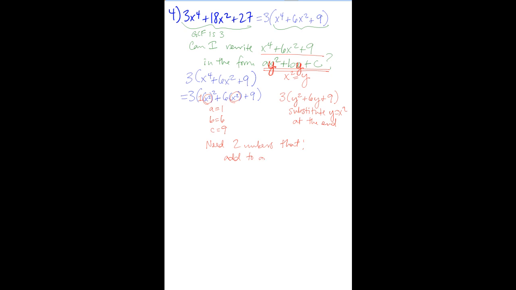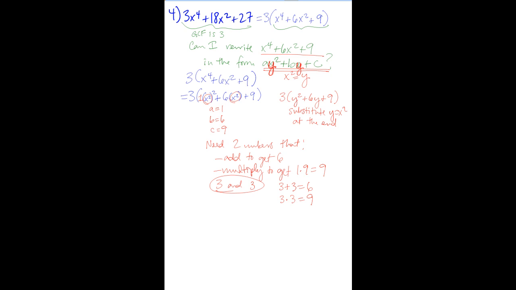So we need two numbers that add to get 6 and multiply to get 1 times 9, which is just 9. Well, we may even be able to do that without actually having to write out all the factors. If you think about it for a moment, you can think, okay, 3 times 3 is 9, 3 plus 3 is 6. So 3 and 3. These will work, because 3 plus 3 equals 6, and 3 times 3 equals 9.